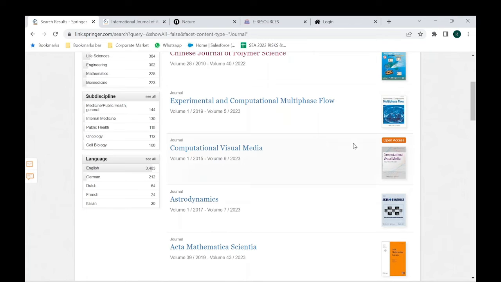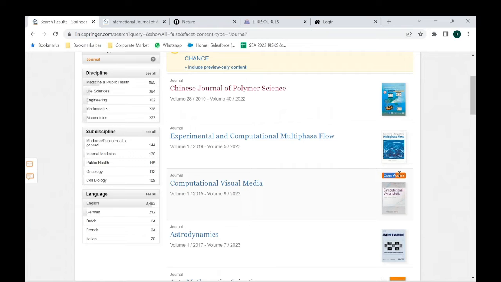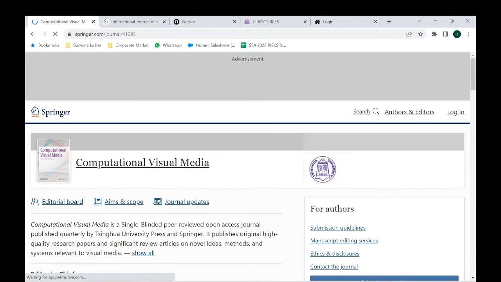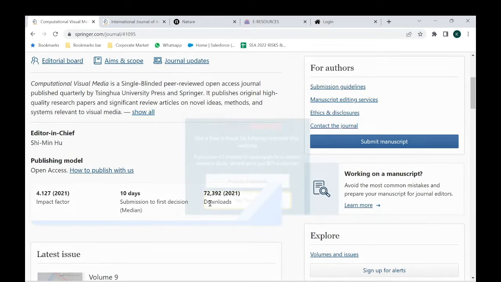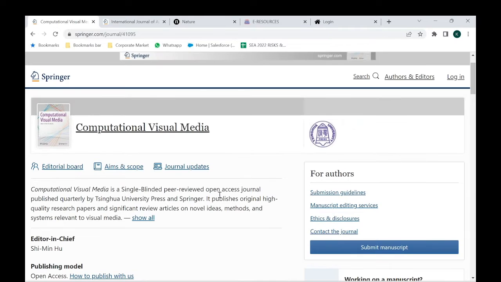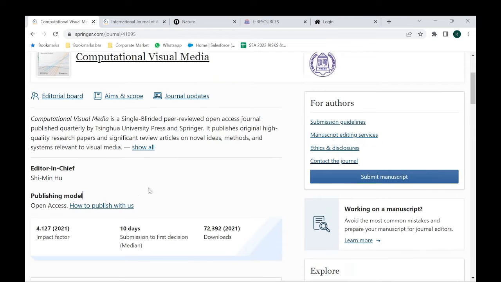content. Looking at the samples here, you can see there is this journal called Computational Visual Media. It has this little banner above the name of the journal that says open access. If we click into it, this is a relatively new journal. It's not very old. It's only been around since 2015, for example. And it is a full open access journal.